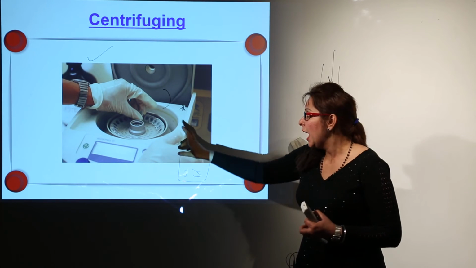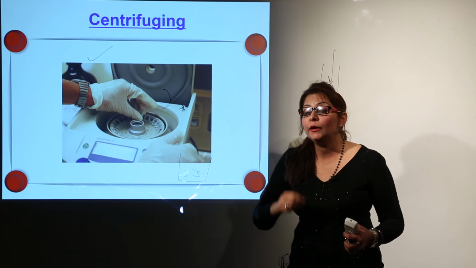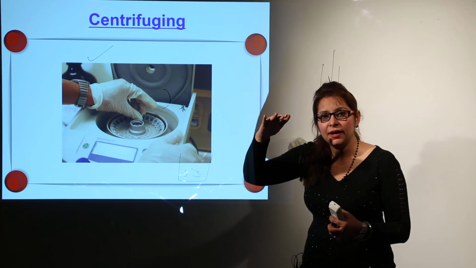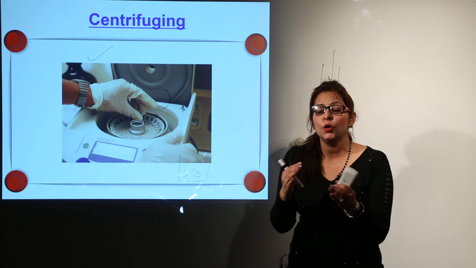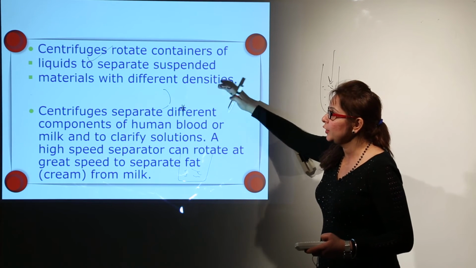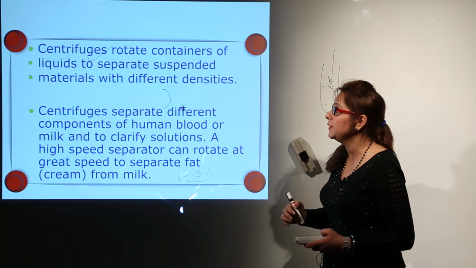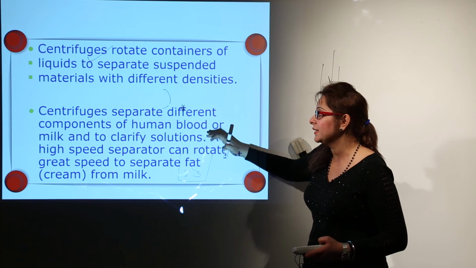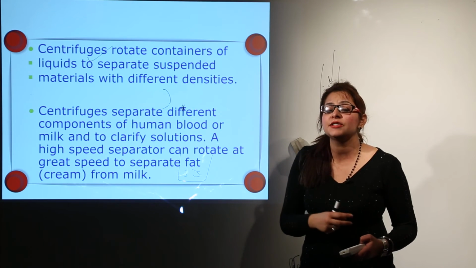We switch on the machine, and it starts rotating at a very high speed. As a result, we see that the lighter particles form the upper layer and the heavy particles settle down. So two distinct layers are formed, and this is how they get separated. This I can show you on the board. Centrifugation rotates the containers and liquids to separate suspended materials with different densities. Centrifuges separate components like human blood or milk, and clarify solutions. This is how we separate two components differing in their densities.